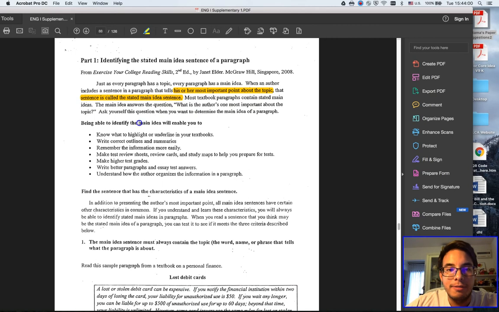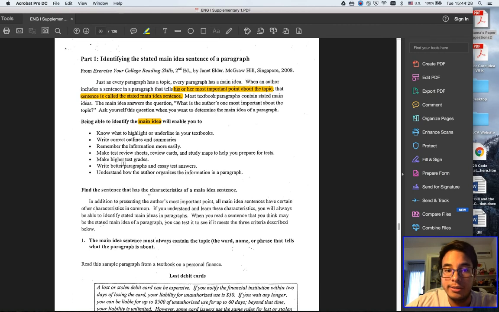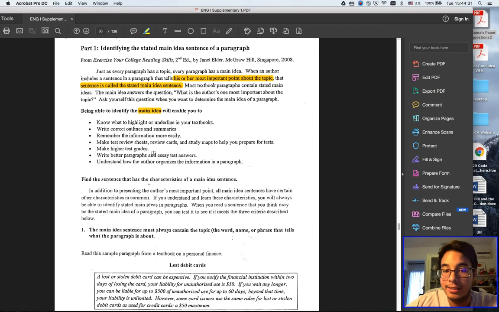Now, if you're able to identify the main idea, you'll be able to do several things. First, you'll know what to highlight because you know what the main idea is, so you know which words will be important. You can write correct outlines and summaries. Remember information easily. Make test review sheets and other materials for yourself. Get higher test grades and write better paragraphs and essay test answers, as well as understand how the author has organized the information.